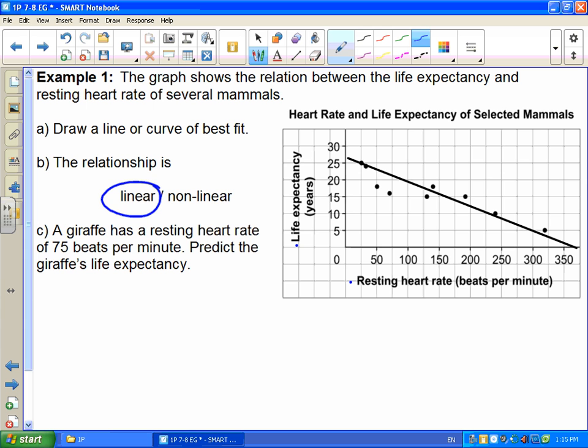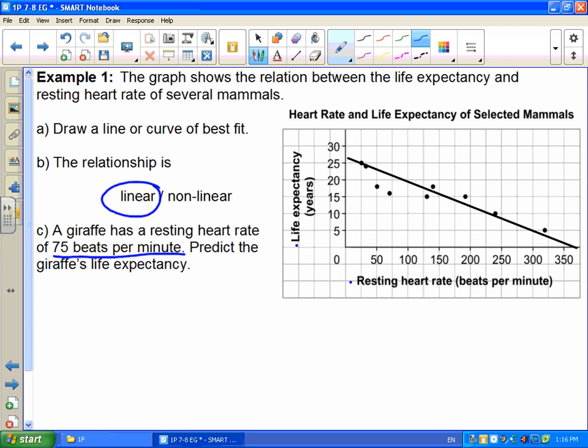Now we can use this line of best fit that we've just drawn to answer some further questions. Question C here tells us that a giraffe has a resting heart rate of 75 beats per minute. We want to predict the giraffe's life expectancy. This is similar to the interpolation and the extrapolation that we did in the last lesson. So we find 75 beats per minute.